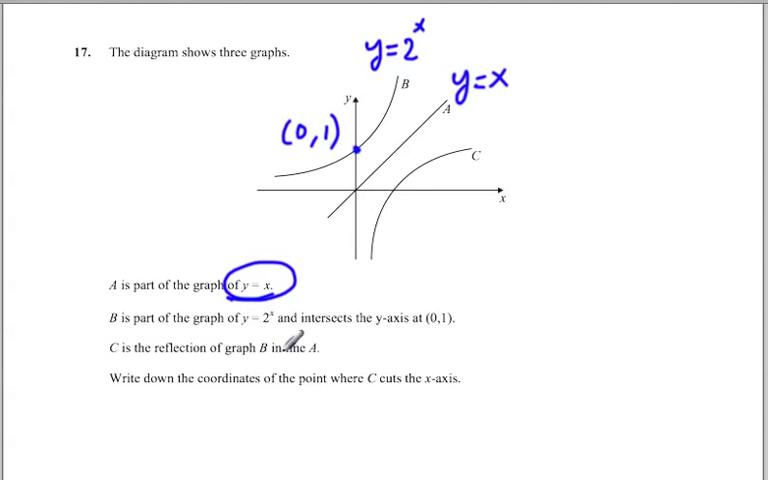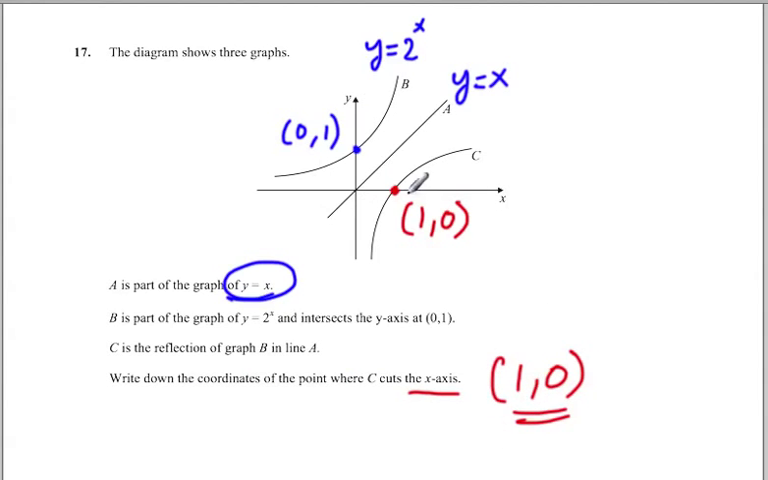C is the reflection of graph B in line A. In other words, if we take B and reflect it across A, we're going to get C. Write down the coordinates of the point where C cuts the x-axis. Now this might seem confusing at first, but remember that if this is 0, 1 here, and it reflects across y equals x, it will be right here. And this point will just have the x and y switched, so it's going to be 1, 0. This 1, 0 also happens to be the x-intercept, where it cuts the x-axis. So the solution to this is simply 1, 0.